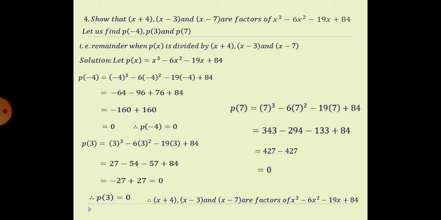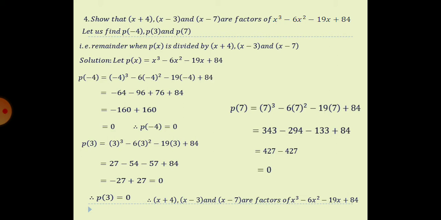Minus 4 cube is minus 64. Minus 6 into 16 is minus 96. Minus 19 into minus 4 is plus 76, plus 84. This becomes minus 160 plus 160. So the remainder is 0. Thus p of minus 4 is 0. The converse of the remainder theorem says that if the remainder is 0, x plus 4 is a factor. So the first work is over.